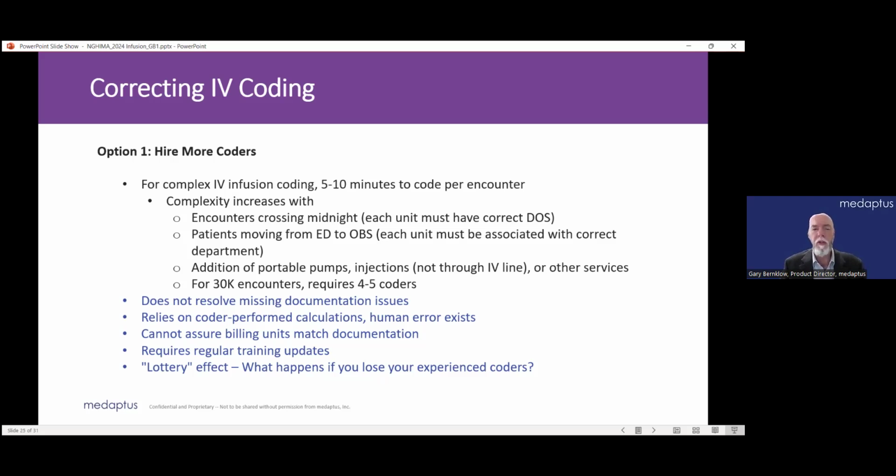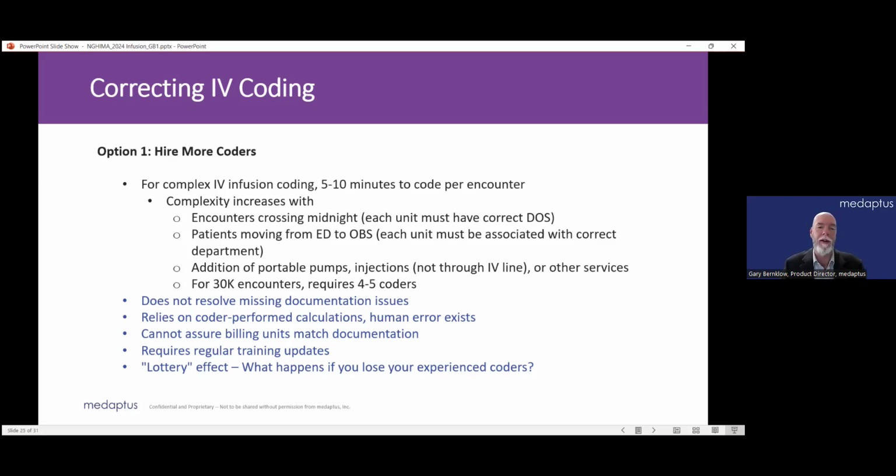We saw that one example of 30,000 encounters in the organization using 12 coders. In this manual way, we think they can be a little more efficient with that. For 30,000 encounters, you need 4 to 5 coders to do it accurately and efficiently. So if you're at 150,000 encounters, you're going to require 15 coders, or it was 25 coders, I'm sorry. So it doesn't scale very easily, right? If you want to expand your infusion services, you're required to hire more coders, but it's not an efficient scaling for that. And of course, it doesn't resolve your missing documentation issues.